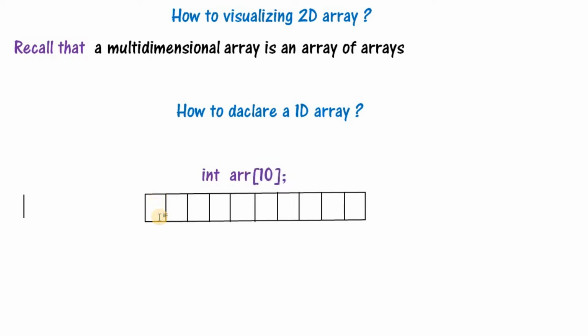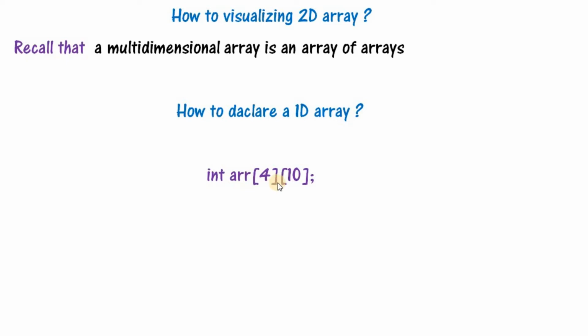This is the way you usually visualize a 1D array. We imagine a 1D array as a single row consisting of multiple blocks, and the number of blocks is basically equal to the size you have mentioned in it. If it is 10, there are 10 blocks. This is how we can visualize a 1D array.